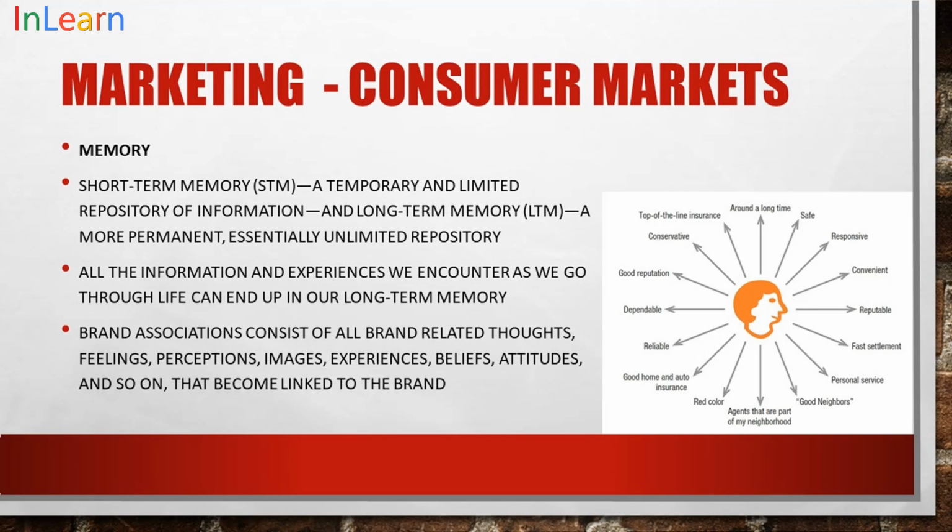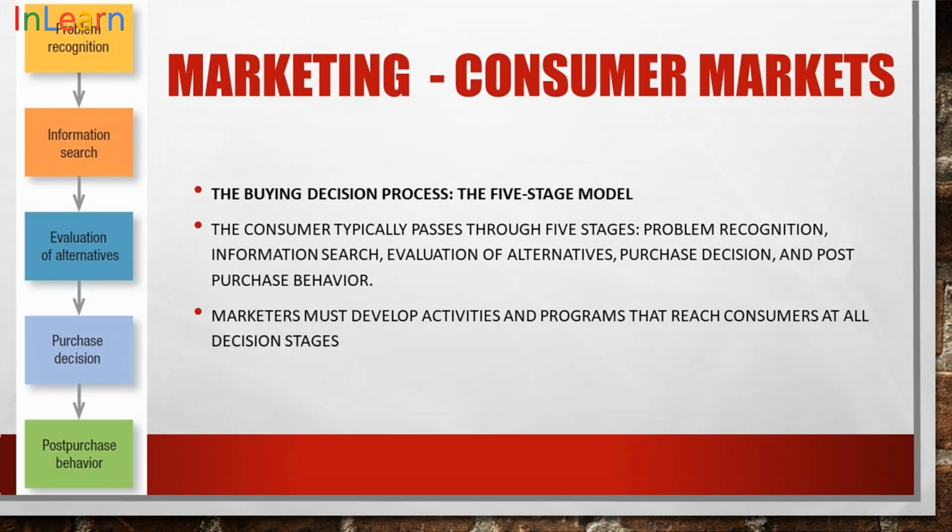Brand associations consist of all brand-related thoughts, feelings, perceptions, images, experiences, beliefs, attitudes, and so on, that become linked to the brand. The buying decision process, the 5-stage model. The consumer typically passes through 5 stages: problem recognition, information search, evaluation of alternatives, purchase decision, and post-purchase behavior. Marketers must develop activities and programs that reach consumers at all decision stages.